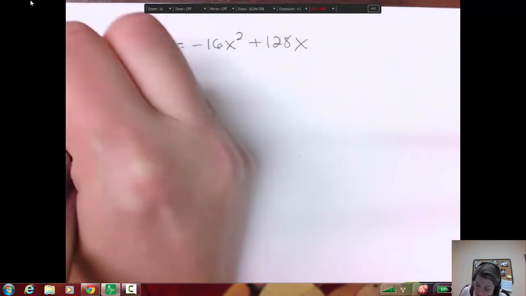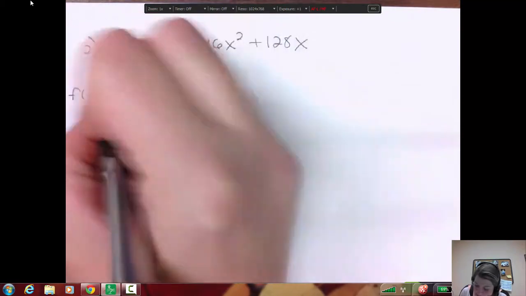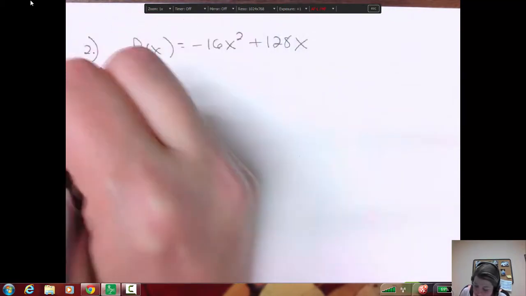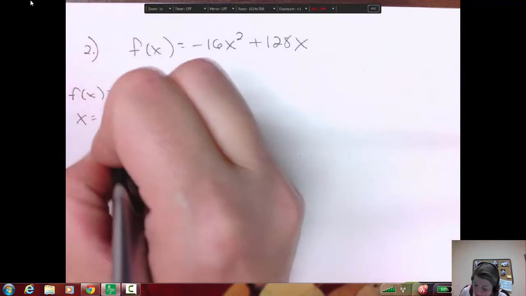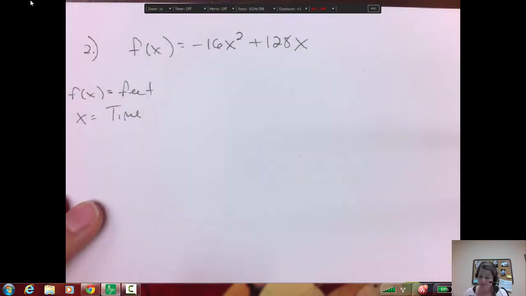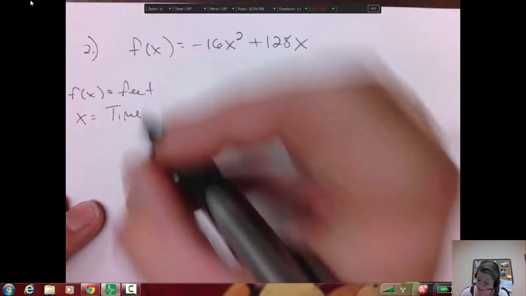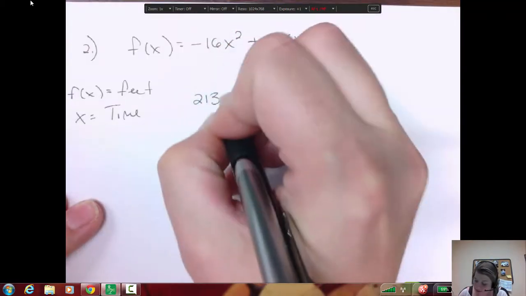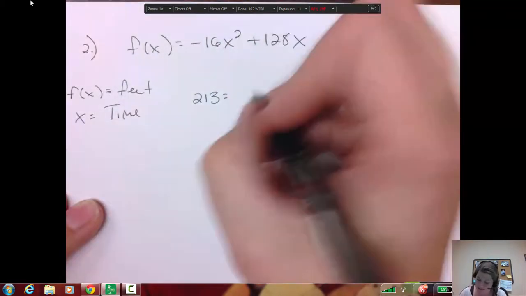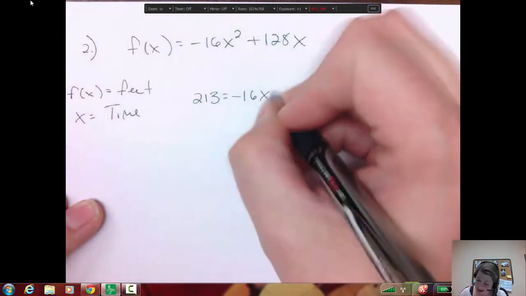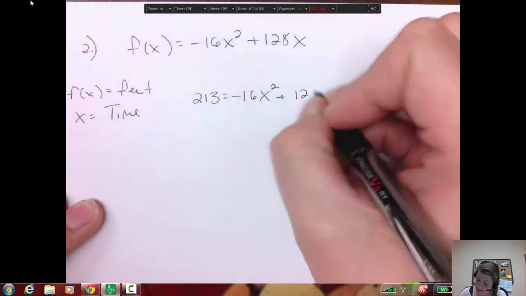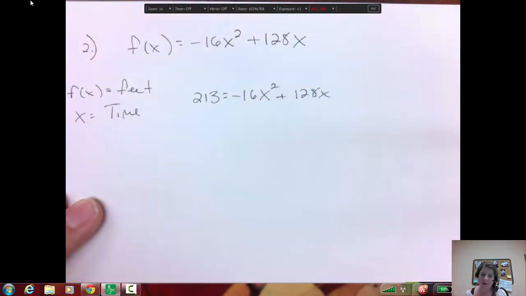So at what time will it be at 213 feet? So remember, this is going to equal your feet, and x equals your time. So when I'm given the 213, I have to put it in for feet. So I end up with 213. So you're either putting it in here or for the x. Typically it's for the y to make the problem a quadratic and a little harder problem.